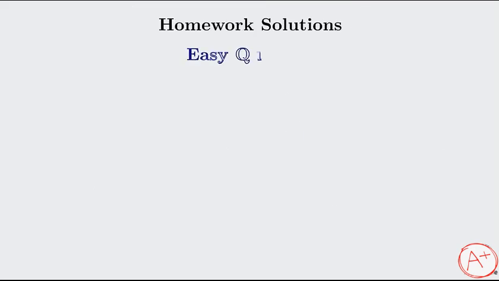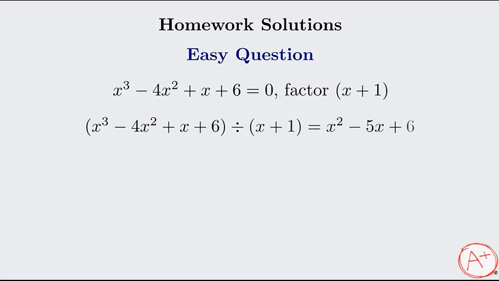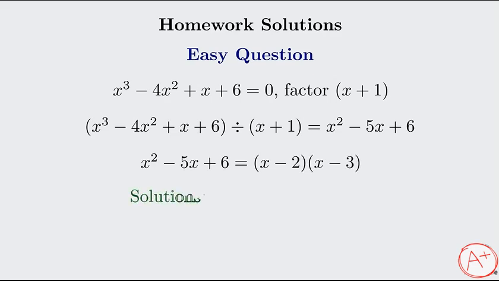Let us look at the solution for the easy question. The equation is x cubed minus 4x squared plus x plus 6 equals 0, and we are given the factor x plus 1. Since we are given the factor, we divide the cubic by x plus 1 immediately. The division of x cubed minus 4x squared plus x plus 6 by x plus 1 gives the quotient x squared minus 5x plus 6. Now, factorize the quadratic x squared minus 5x plus 6 into x minus 2 times x minus 3. The final solutions are x equals minus 1, x equals 2, and x equals 3.